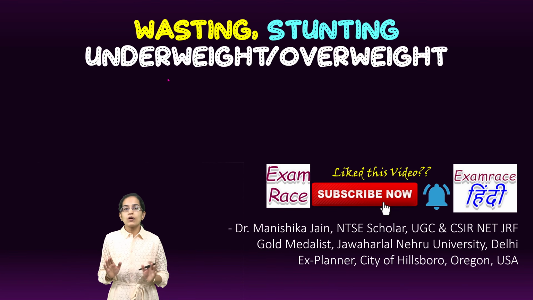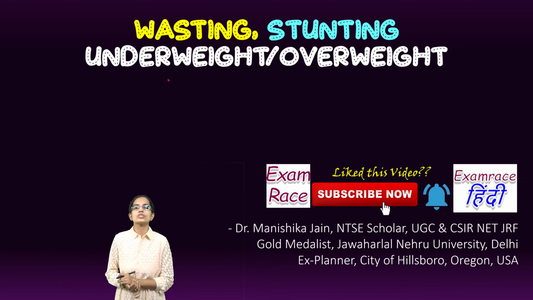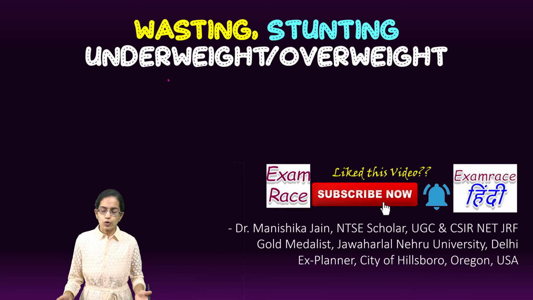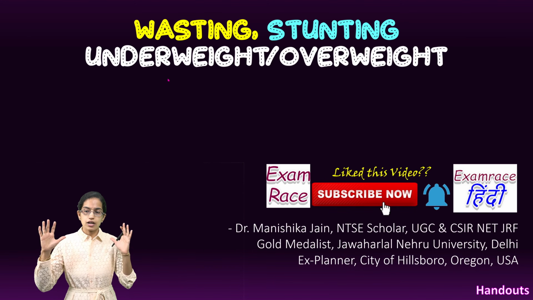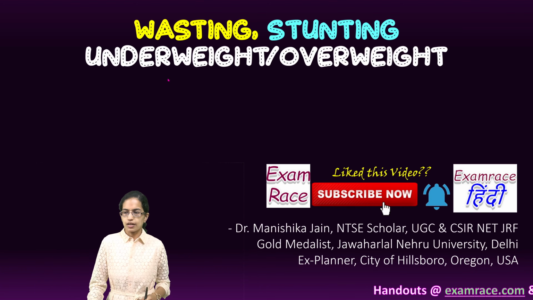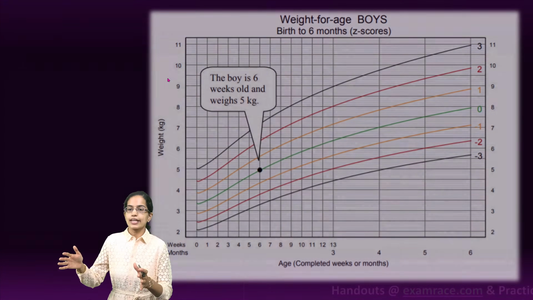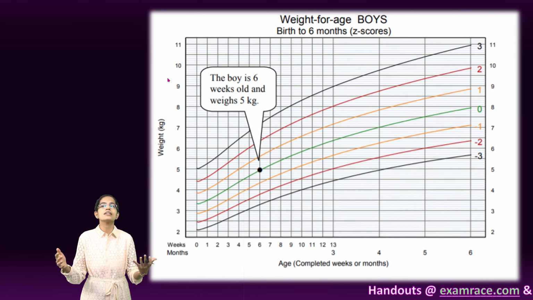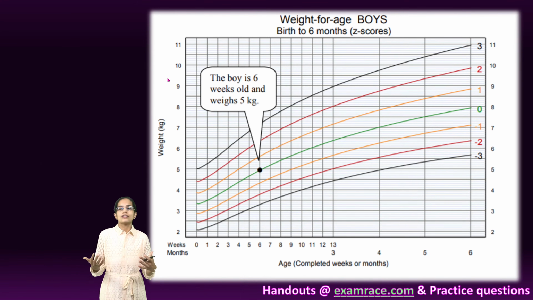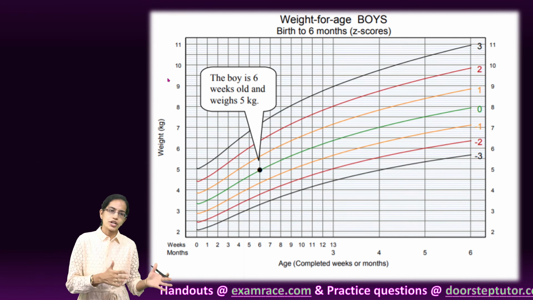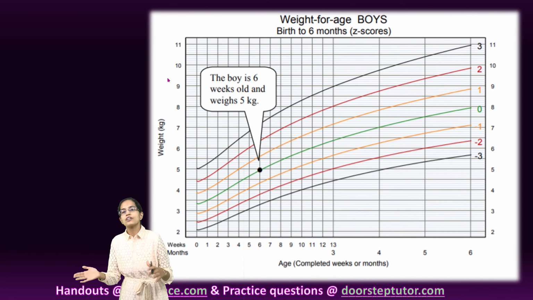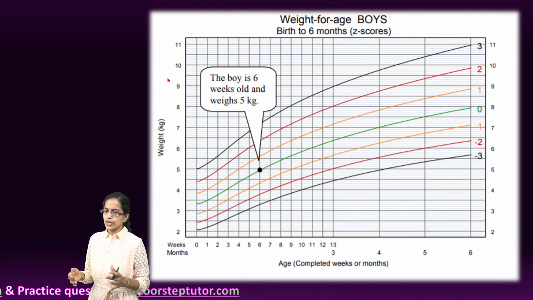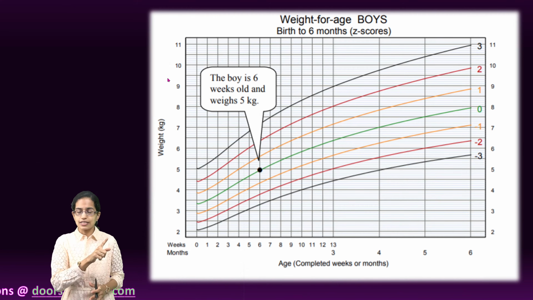Let's focus on some of the major health indicators, and those are wasting, stunting, underweight and overweight. How do we understand what is the difference? A very common concept that we must be familiar with. Now if you take any child to a pediatrician, you would see there are various charts that the pediatrician would show you, and those charts are weight for age, height for age, height for weight and so on. So let's understand why these charts are important and what we can analyze from these charts.